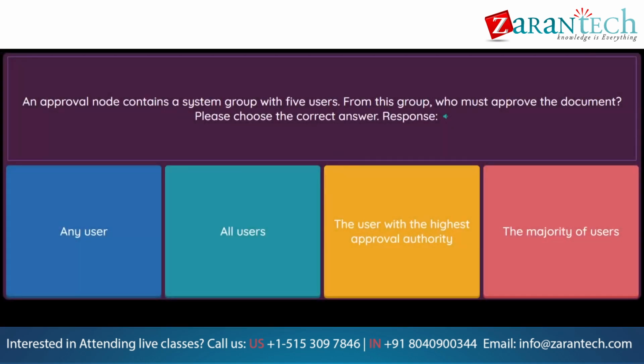Question, an approval node contains a system group with 5 users. From this group, who must approve the document? Please choose the correct answer. Response. Option 1, any user. Option 2, all users. Option 3, the user with the highest approval authority. Option 4, the majority of users.